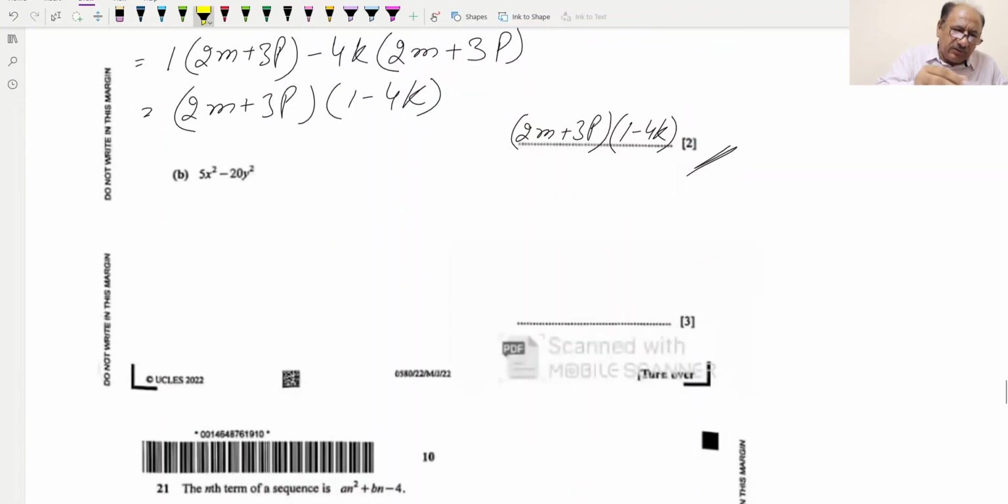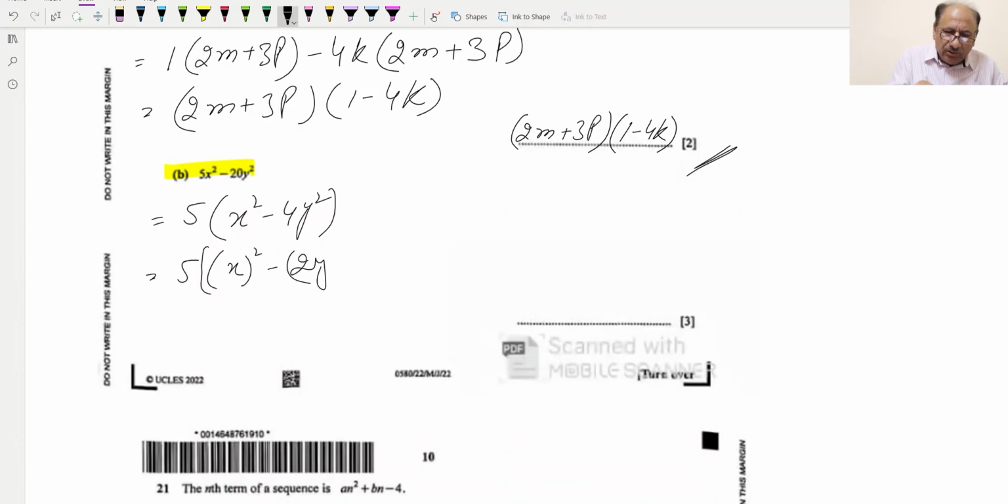And we have to factorize the b part as well, and what will we be taking common? We'll be taking common 5, so inside will be x squared minus 4y squared, which we can write as x squared minus (2y) squared, and we know the formula, and the formula is a squared minus b squared is equal to a plus b into a minus b.